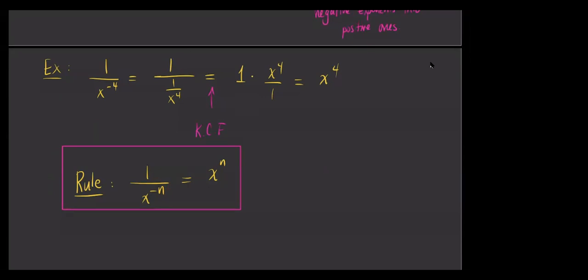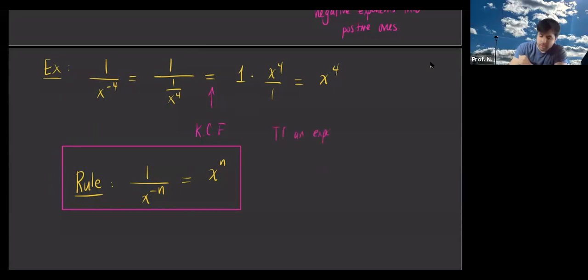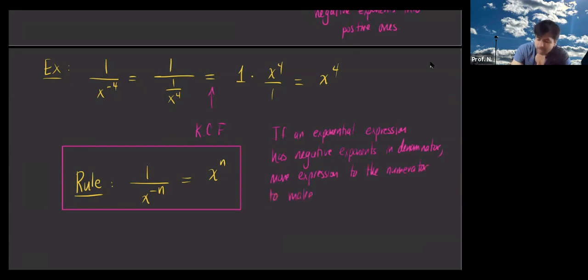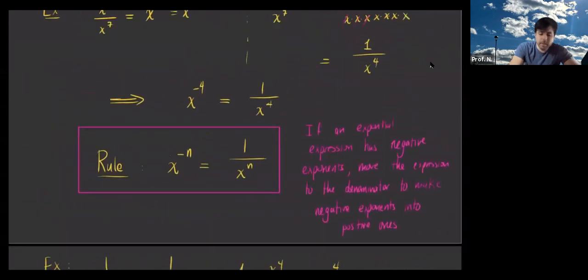All right. So this is, if an exponential expression has negative exponents in the denominator, move the expression to the numerator to make positive exponents, to make negative exponents into positive ones. Right? So that's how you deal with negative exponents.